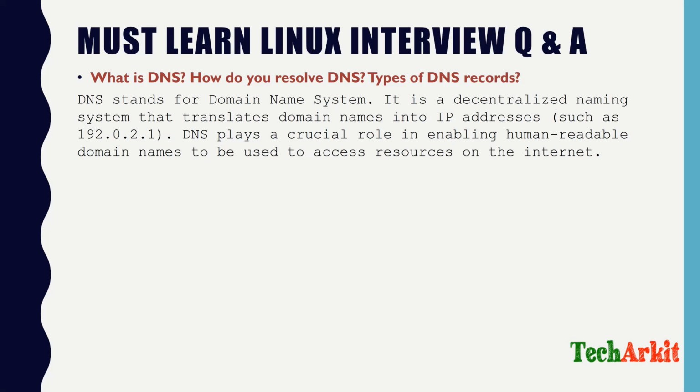It is a decentralized naming system that translates domain names into IP addresses, such as for example 192.0.2.1. The DNS plays a crucial role in enabling human-readable domain names to be used to access resources on the internet. For example, if you go to the browser, you just type google.com, because you can easily identify google.com, not like 4.3.125.5, right? So that is a different IP address.